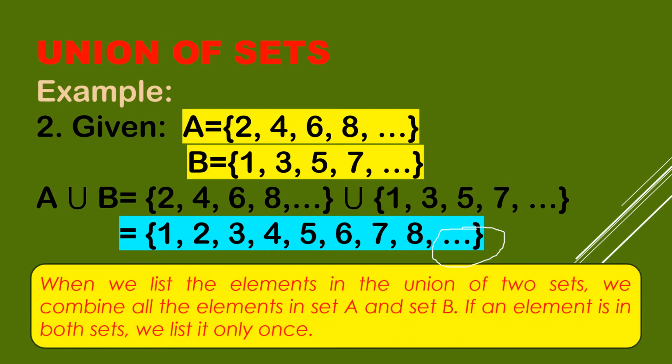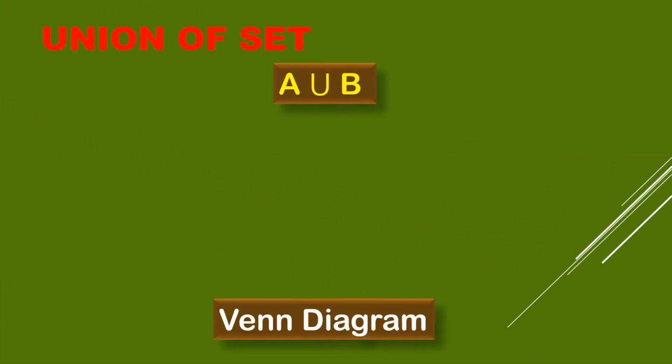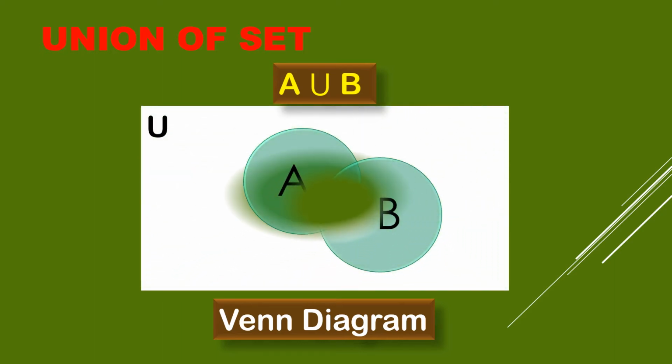Okay. So again, remember, when we list the elements in the union of two sets, we combine all the elements in set A and set B. If an element is in both sets, we'll list it only once. So how are we going to draw the Venn diagram of the union of sets? So our Venn diagram would look like this. Okay, so simply combine all the elements of set A and set B, or any given sets.